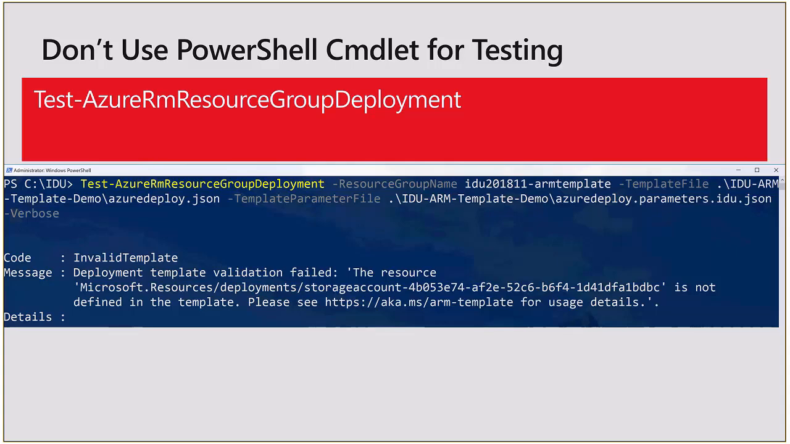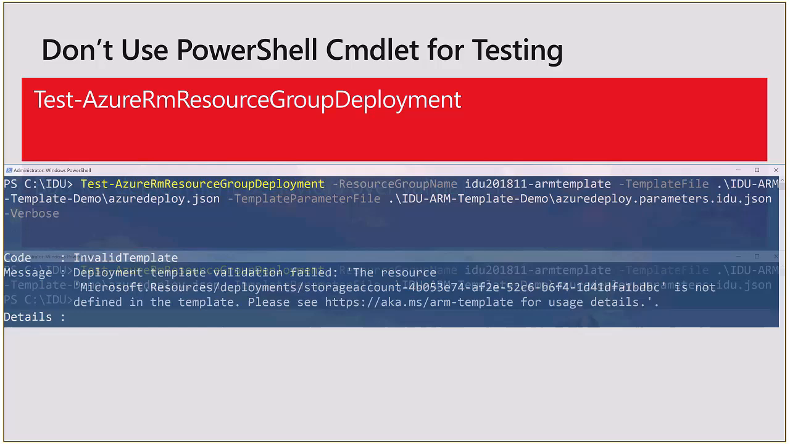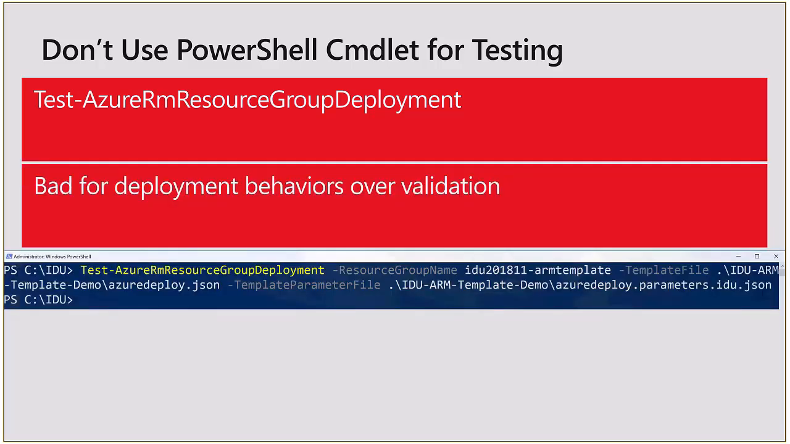So think about this. The ARM template is valid, but that doesn't mean we are deploying the correct Azure resources. We never know. So using this PowerShell cmdlet, we can't test the deployment behavior other than validation.